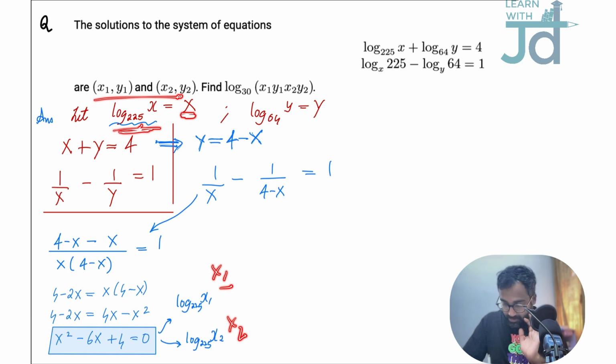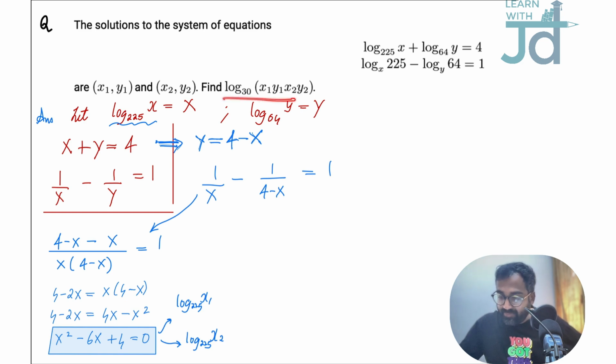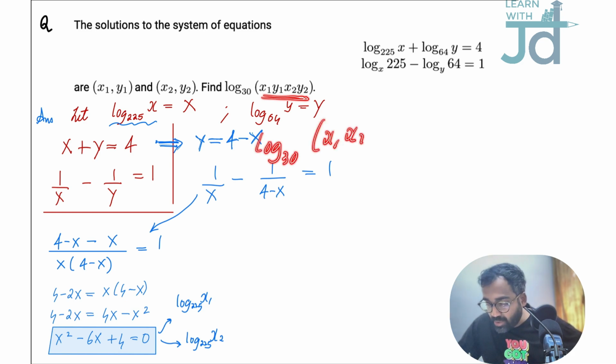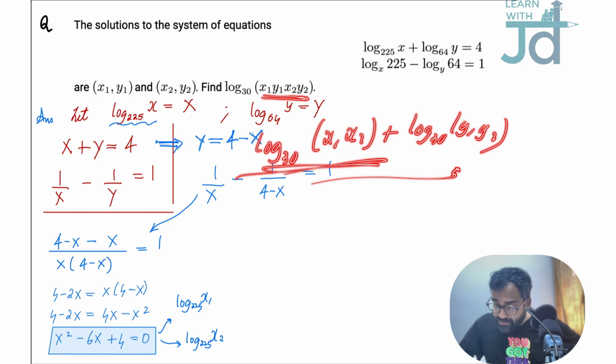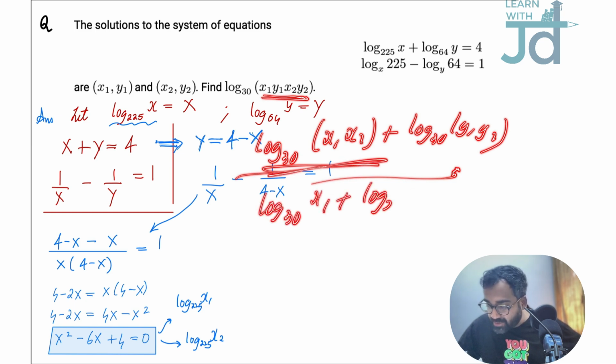Okay. Now understand, when inside the logarithm there is multiplication, you can split it like this: log 30 of x1 x2 plus log 30 of y1 y2. This also you can do, right? Yes or no? And this again you can split as log 30 x1 plus log 30 x2.